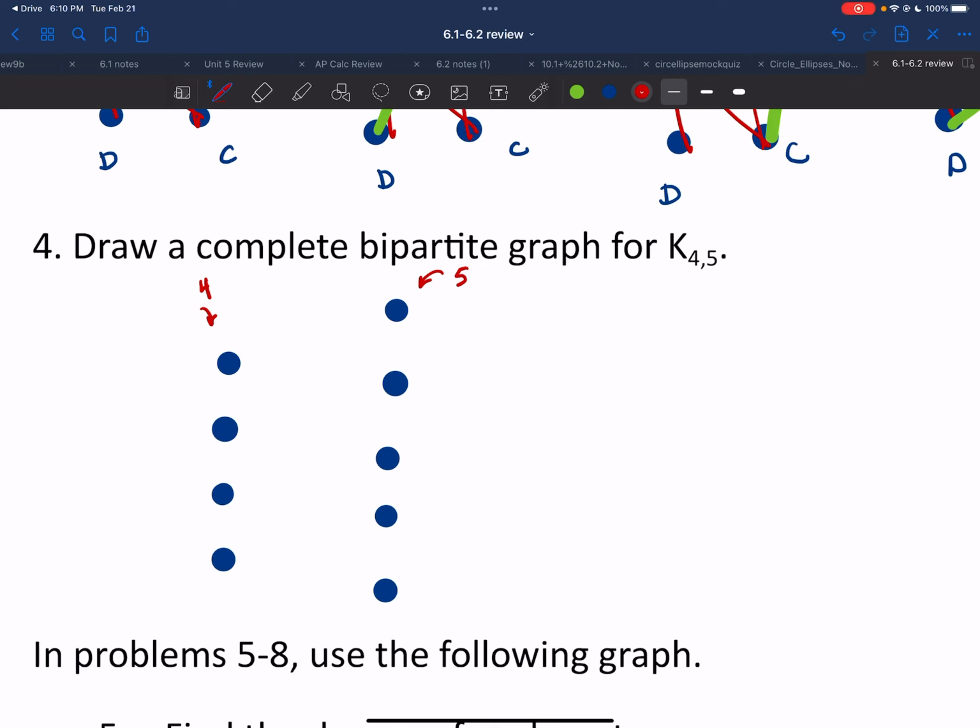So I'm going to connect here. I'm going to connect to this one. I'm going to connect to this one. I'm going to connect to this one. And then I'm going to connect to this one. So those are the ones coming from that first one. Then I'm going to connect the second one to all of those same dots.